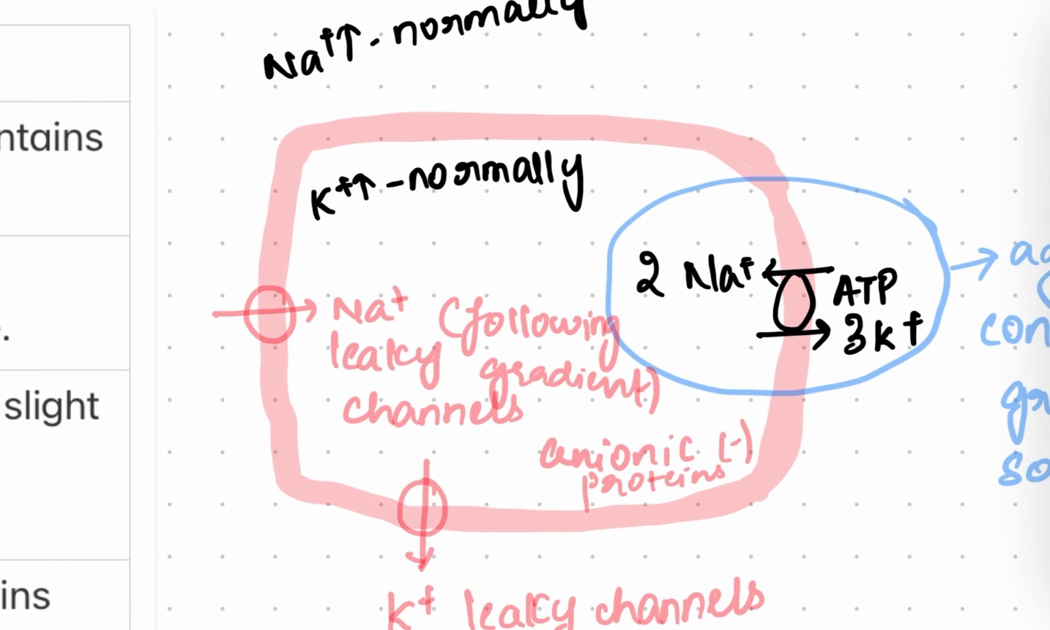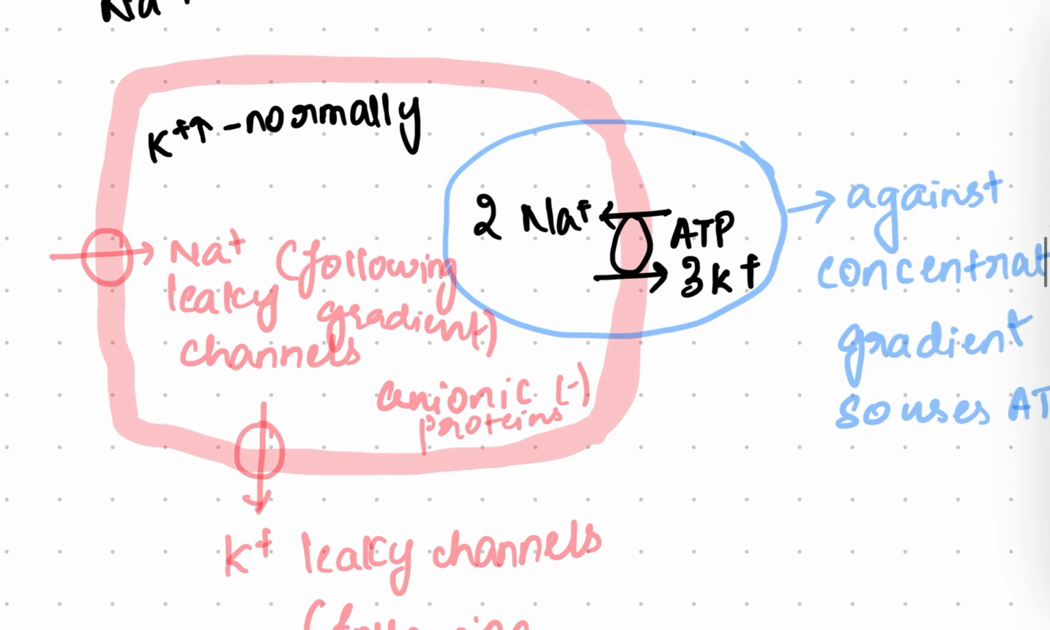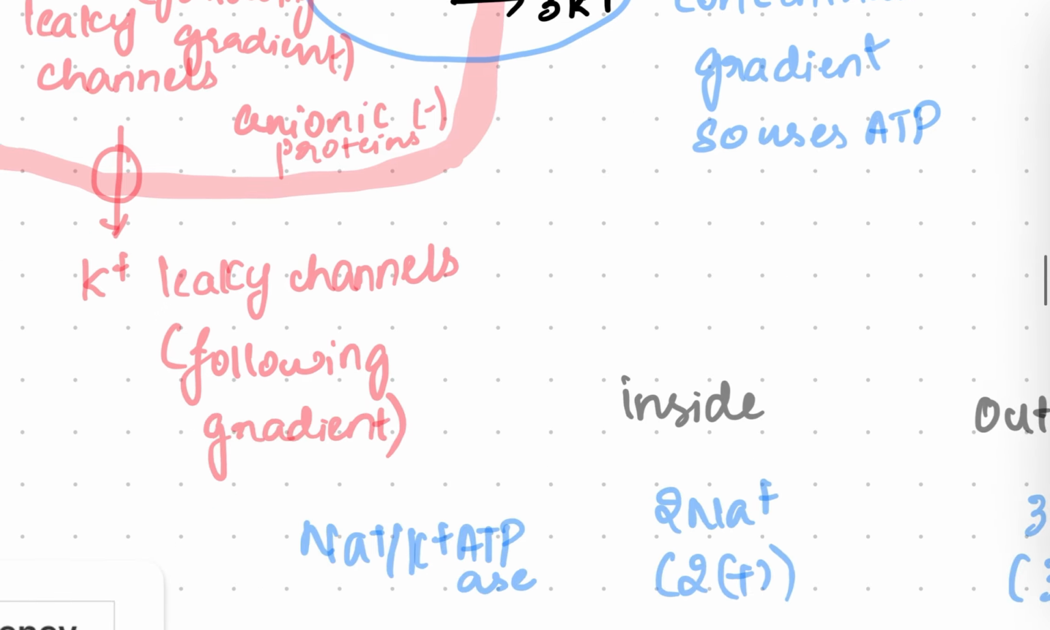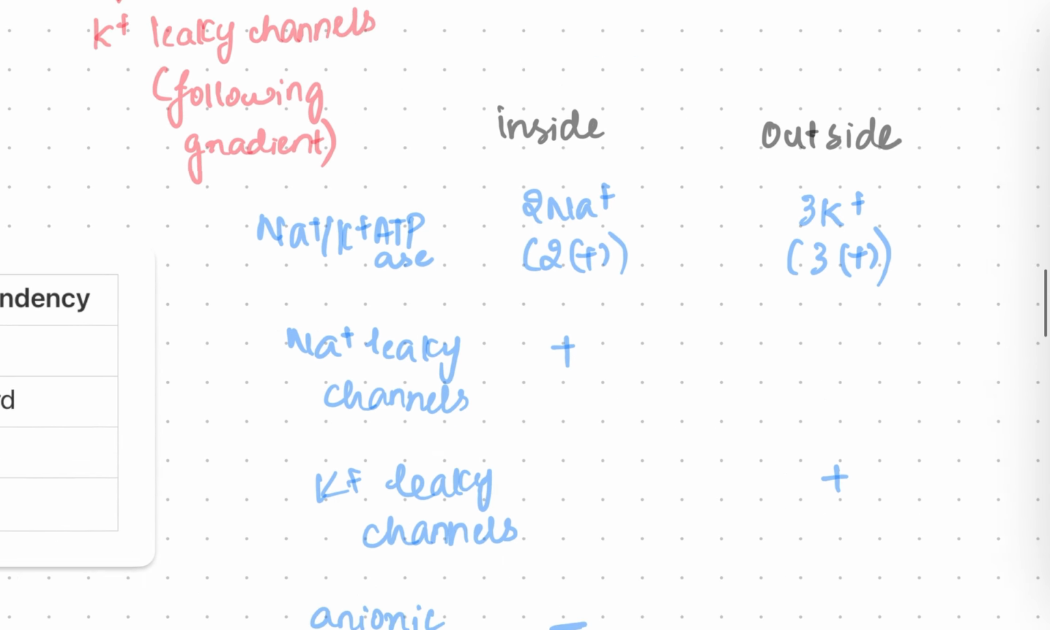The leaky sodium channels follow the concentration gradient, so they move inside the cell, and the leaky potassium channels follow the concentration gradient, so they move outside the cell. The third is the sodium potassium ATPase pump. These move against the concentration gradient, because sodium is moving inward and potassium is moving outward, so they use ATP. Two sodium come inside and three potassium go outside. The fourth factor is the anionic proteins, which are negatively charged and trapped inside the cell.